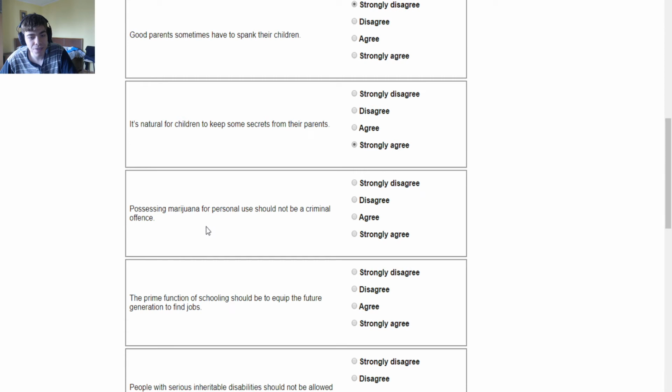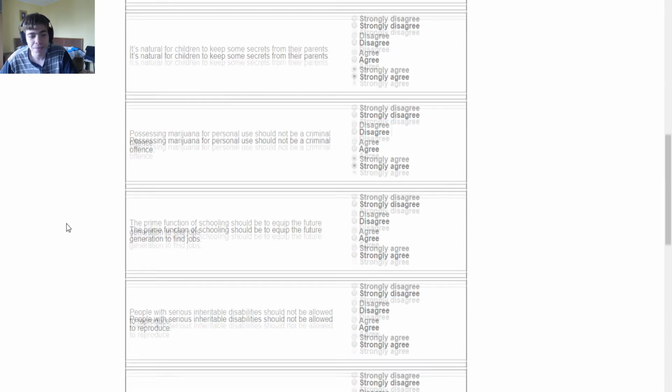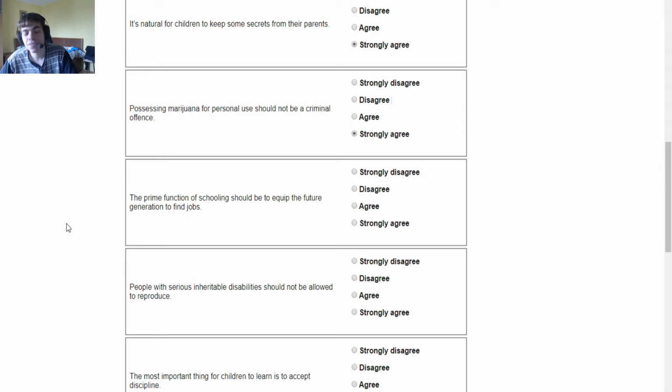Possessing marijuana for personal use should not be a criminal offense. Strongly agree, and in case you don't know, I am even more extreme on that. I would put extremely strongly. I'm for possessing anything for personal use should not be a criminal offense, not just marijuana. And it is called cannabis, by the way. Let's be realistic here.